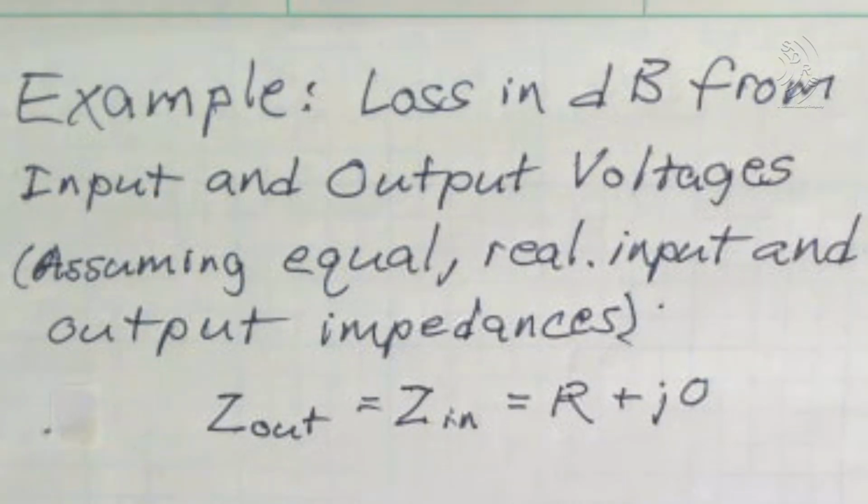We're going to look at an example in which we'll calculate the loss in decibels from the input and output voltages of a radio frequency component. We're assuming that the input and output impedances are equal and real, that is, Z out equals Z in equals R plus j0.